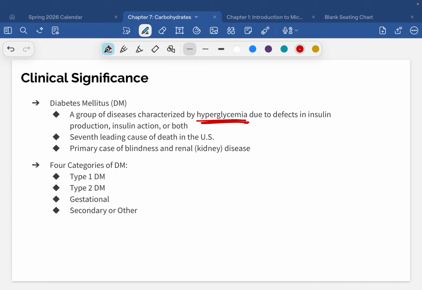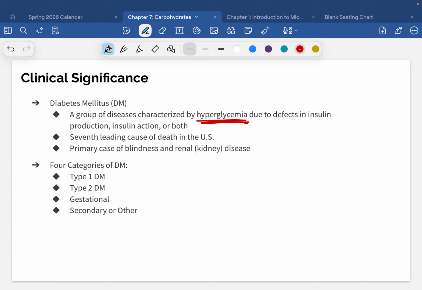Okay, so this group of diseases is characterized by high blood sugar or hyperglycemia, due to various defects, and we're going to talk about each defect in turn. A defect in insulin production, insulin action, or both. And diabetes mellitus as a category, again, as a group, is the 7th leading cause of death in the United States. It's an incredibly significant cause of death. It's an incredibly significant cause of disease.